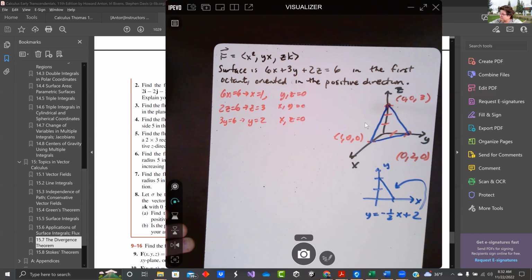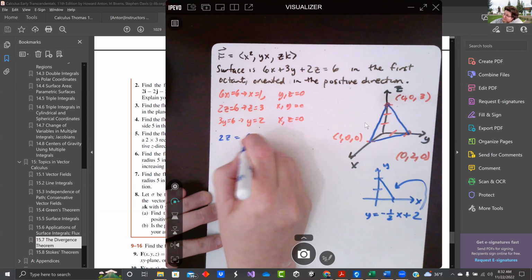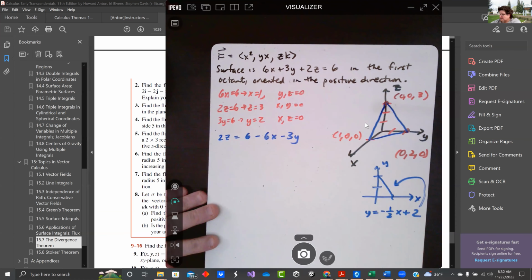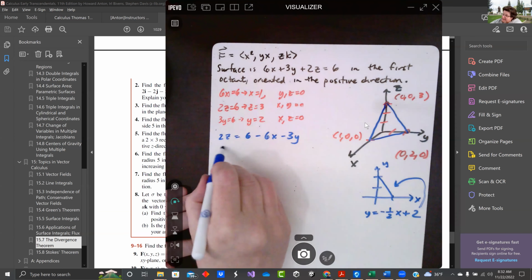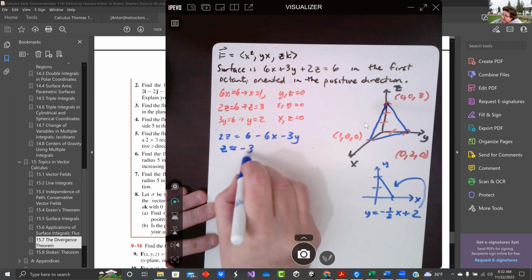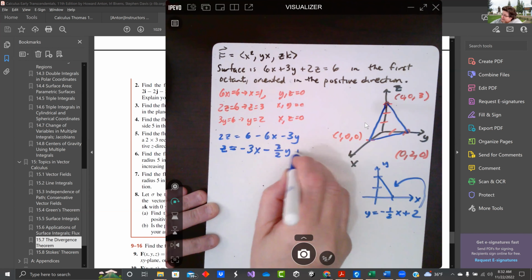So we know what we're looking at. If we're wanting to project it onto the XY plane, we're wanting to deal with Z. So maybe let's solve the surface for Z. If I do that, I've got 2Z equals 6 minus 6x minus 3y. And so Z equals, if I put them in order, -3x when I divide by 2, minus 3/2 y, plus 3.